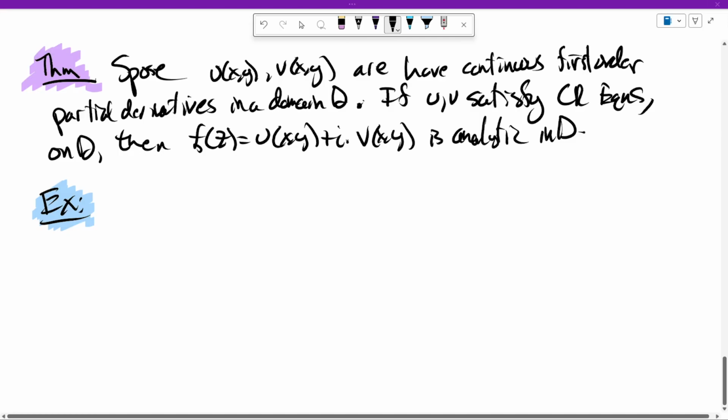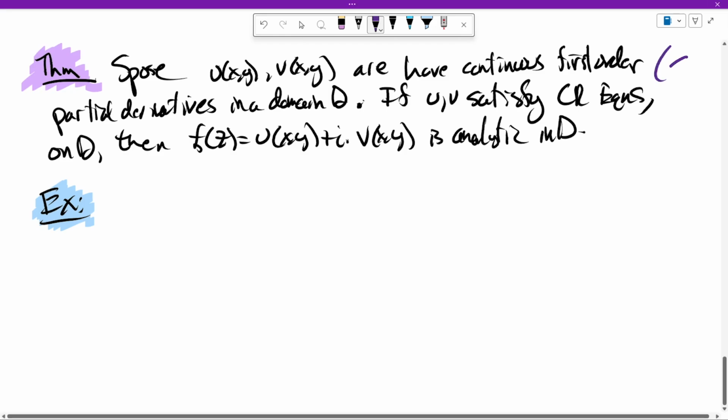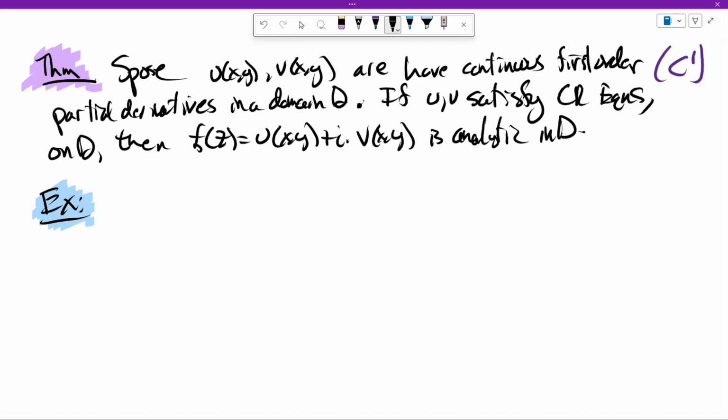Okay, so I'm not going to prove this theorem, but it is a converse of the theorem we proved in the beginning. It says that provided the real and imaginary parts have continuous first order partial derivatives in a domain, which is sometimes called being C1, if in addition they satisfy the Cauchy-Riemann equations, then the corresponding function of a complex variable is analytic on the domain, or analytic in D.